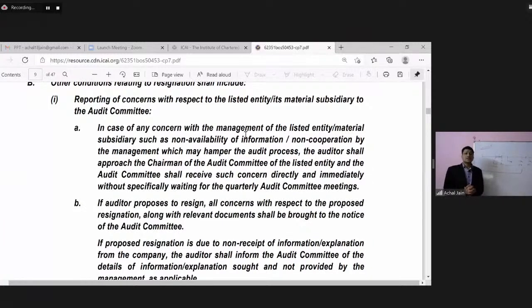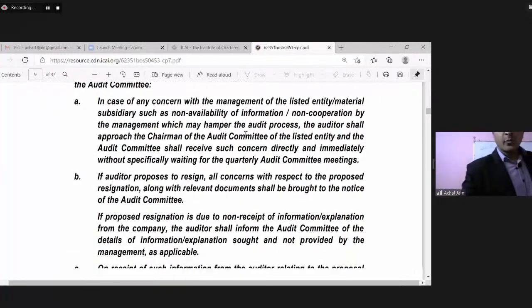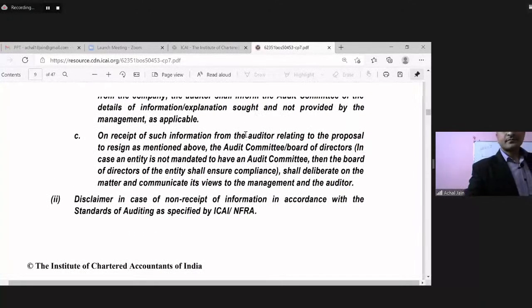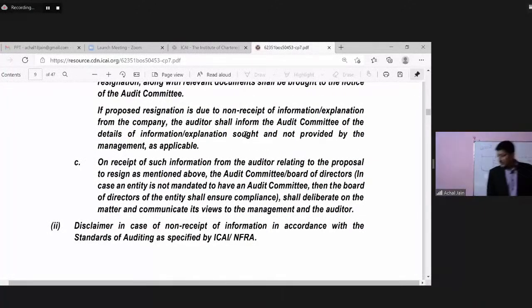If the proposed resignation is due to non-receipt of information, the auditor shall inform the audit committee about the details which he has been asking from the management and the management has not been able to provide, or is not ready to provide. On receipt of such information from the auditor, the audit committee or the board of directors shall deliberate on the matter and communicate its views to the management and the auditor. Okay.